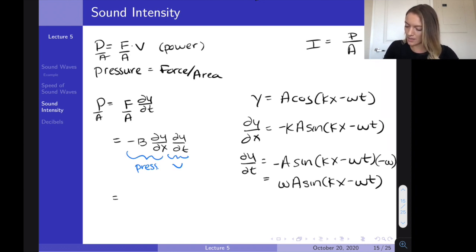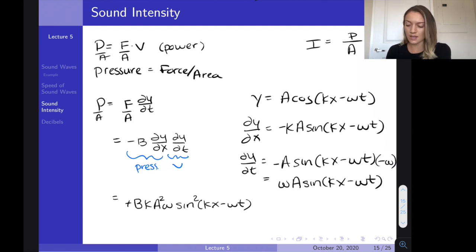Okay, so let's plug that in here. We get negative B times dy/dx, which is right here. We have a negative and a negative, so that cancels out and gives us a positive kA sine(kx minus omega t). And then dy/dt we have right here, so we'll have an omega from here and another A, so this becomes A squared, and then another sine(kx minus omega t), so this becomes sine squared.